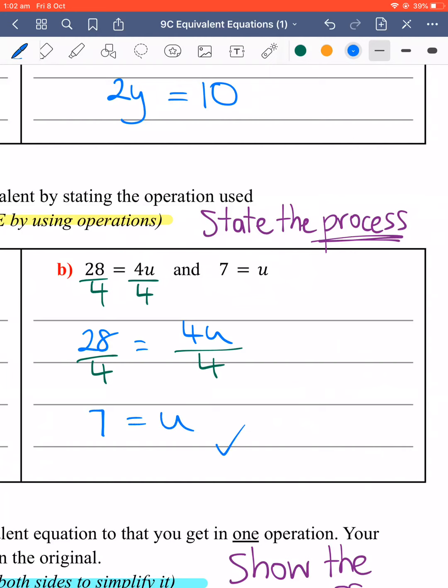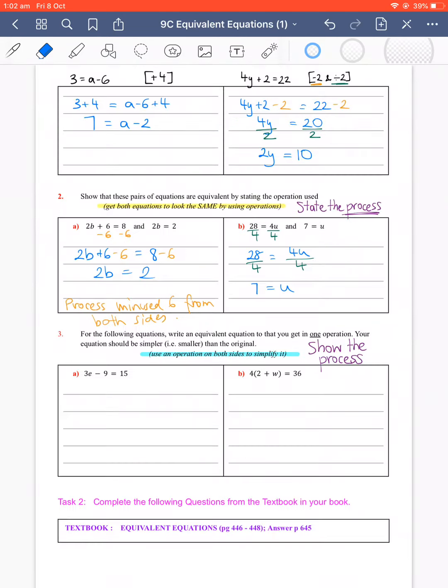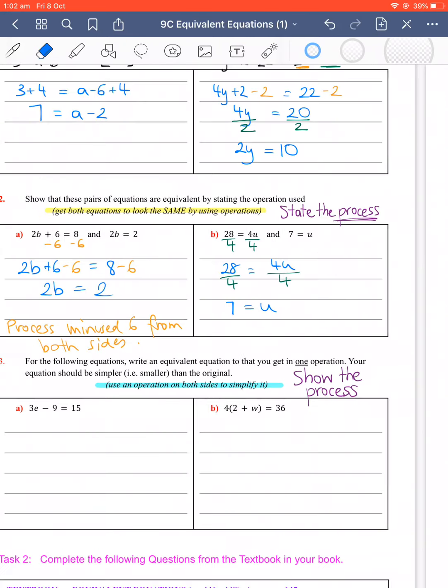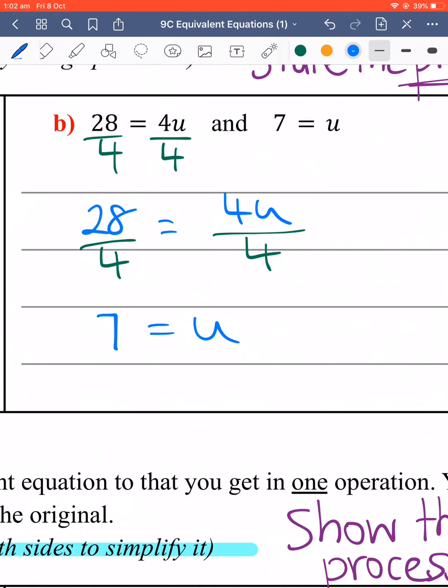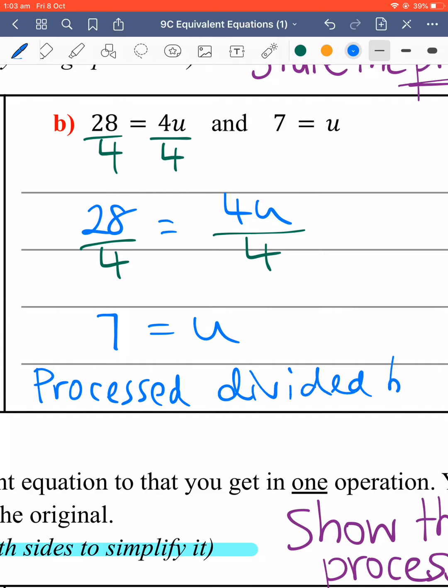Yep, beautiful. So again, I need to know what the process is. To get from here to here, what I have done is, similar to the statement here, the process for this one is I have divided by 4. So I divided both sides by 4.